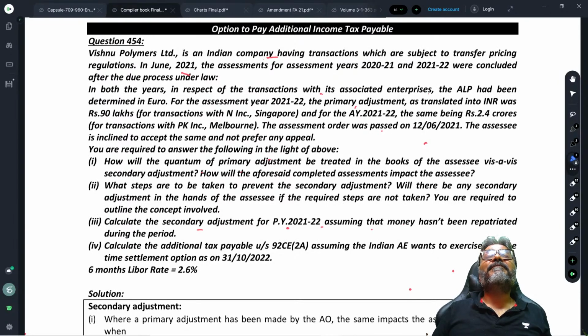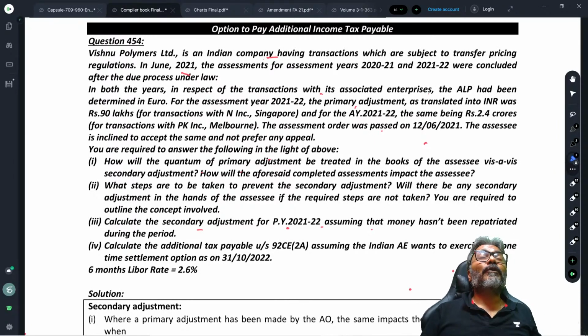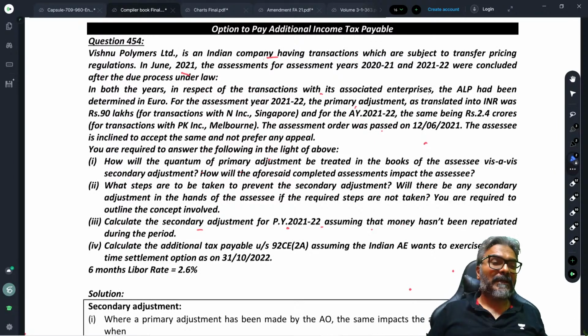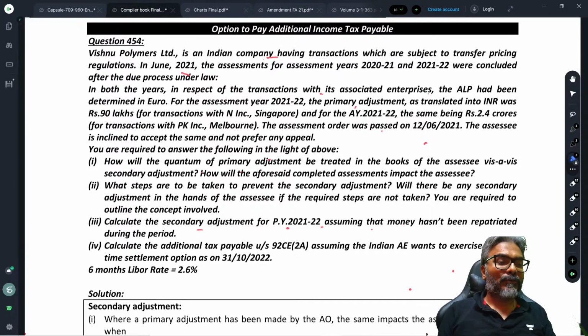And if there is a failure to bring this money in India within this 90 days period, then the difference amount, students, will be considered as what? As a deemed loan. The deemed loan which has been given by the Indian A to the non-resident A. So that would be the deemed loan, and on that deemed loan, students, there would be a notional interest that would be charged.